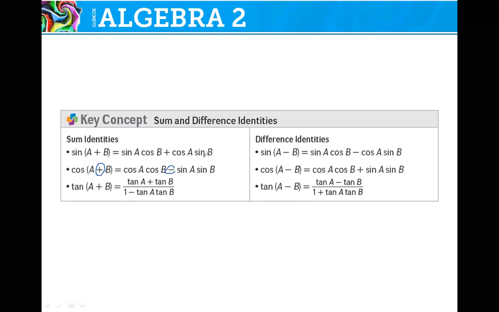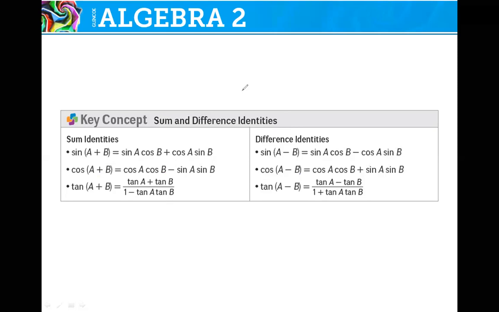Okay. By the same way, if I go to the difference of two angles, cosine A minus B means cosine cosine sine sine: cosine A cosine B plus sine A sine B. This is for cosine. I'm going to the third rule, for tan.